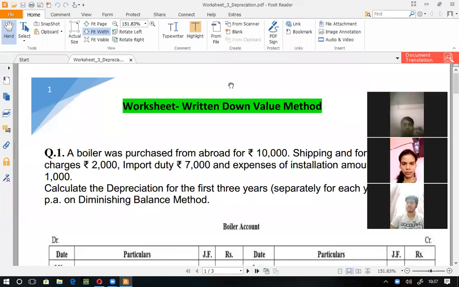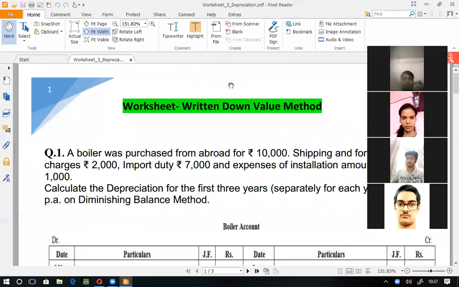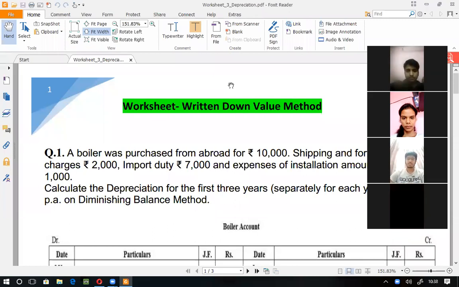So carry your notebooks, and yesterday last two sessions we have discussed a straight line method. So today's session will be based on written down value method. There is nothing change other than the amount of depreciation. Entire process will remain same. Accounts will be maintained in the same manner. One side, on the debit side, left hand side, you have to record the book value, and on the right hand side you have to record the depreciation.